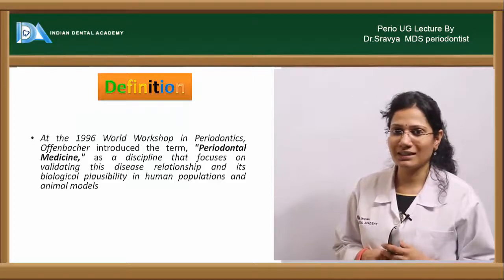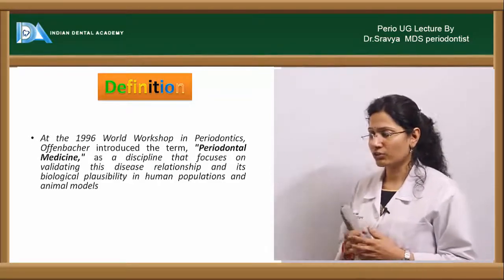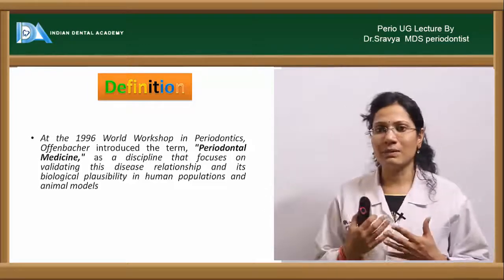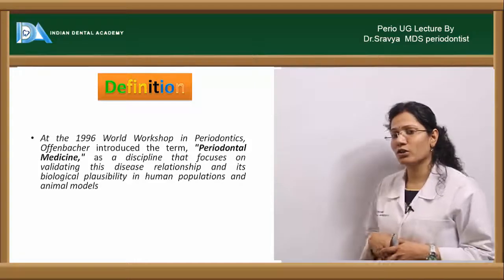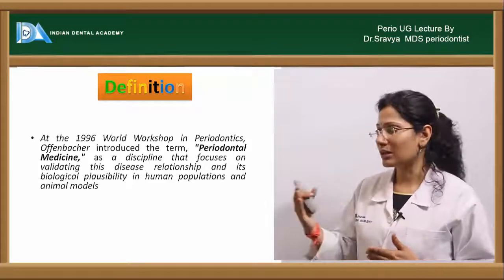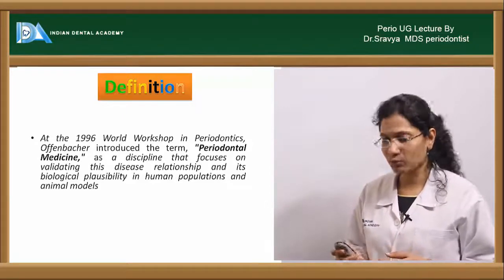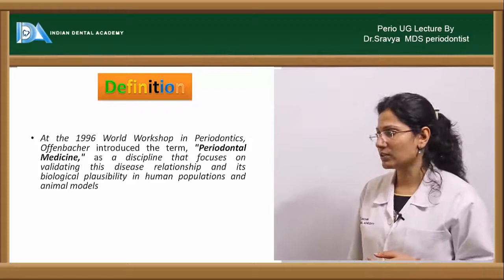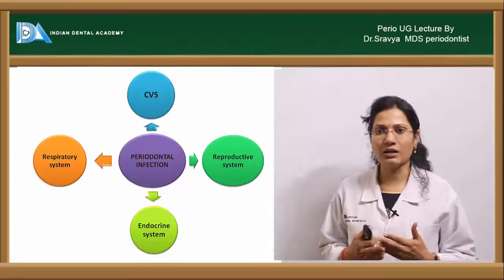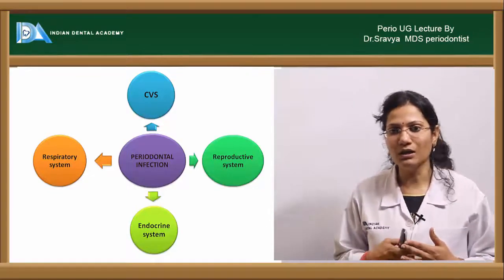According to the 1996 World Workshop in Periodontics, Offenbacher has defined periodontal medicine as a branch of dentistry, basically a discipline that focuses on validating the evidence to relate the disease relationship and its biological plausibility in human populations, with ample evidence in animal models. So basically it is making us understand how well the systemic conditions are linked to the periodontal diseases.